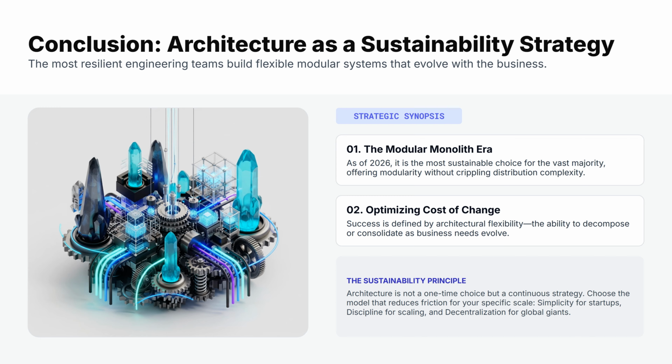For small teams, that is the simplicity of the monolith. For growing enterprises, it is the discipline of the modular monolith. And for global tech giants, it is the decentralized power of microservices. The most resilient engineering teams are those that remain flexible, building well-structured modular systems today that can be decomposed or consolidated as the needs of the business evolve tomorrow.